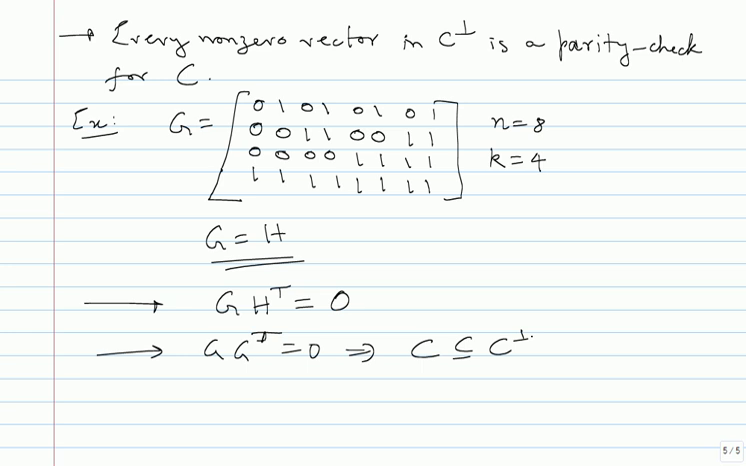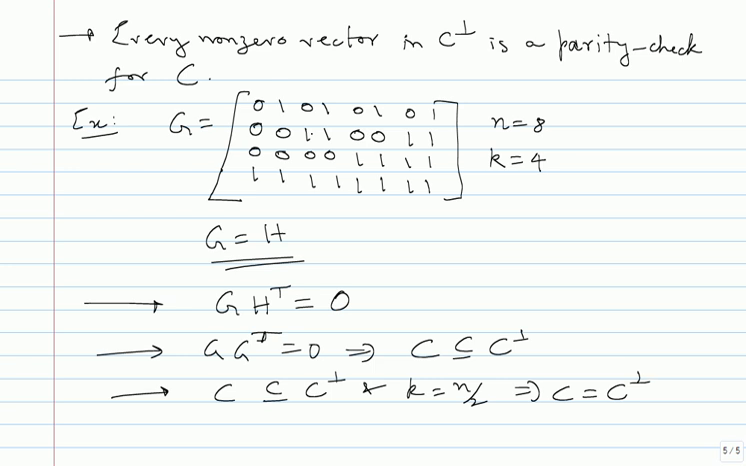And C is contained in C perp, and K equals N by 2 implies C equals C perp. So all these things are nice things to try and show if you want to play around with these things a little bit more to try and understand. It's very trivial, but still it's good practice to have.